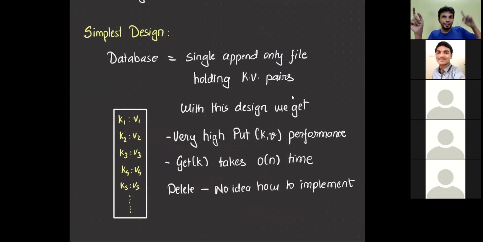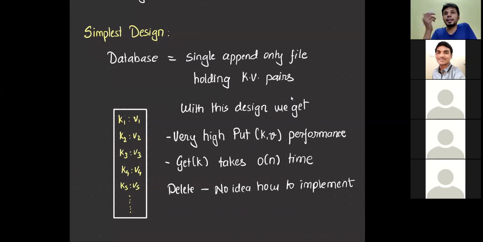Similar to a dictionary, a very simple design of this would be a single file holding all key value pairs. As and when it gets any put request, let's say it gets put of K1 V1, it writes here, and then it gets put of K2 V2, it writes to the next line. It gets K3 V3, writes to the next line, the next line, the next line. Right. So it gets a very high throughput because that's what you have when you are opening a file in append only mode. That's exactly what you are doing.